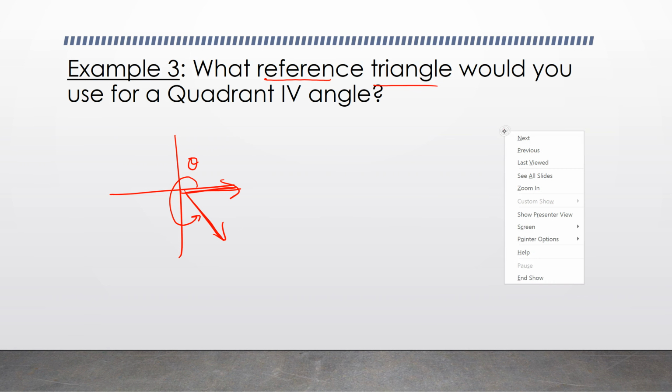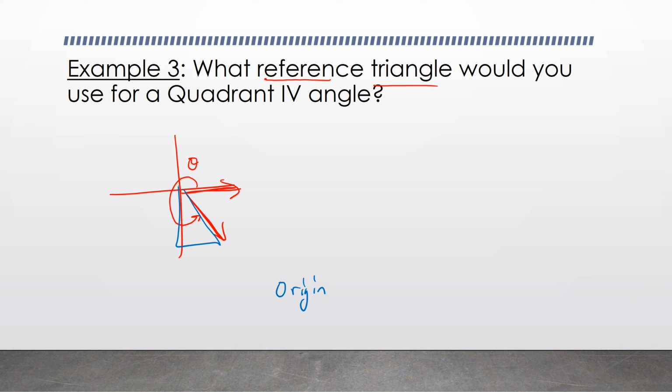In other words, that little blue triangle that I've been using to find my sine, cosine, tangent, how would I draw that? Would I draw it like this? Would I draw it like this? I don't know any other way of drawing it. Remember our key. The reference angle needs to touch the origin. So my reference angle is either going to be here, or my reference angle could be here. But the question is, which one comes off the horizontal line?